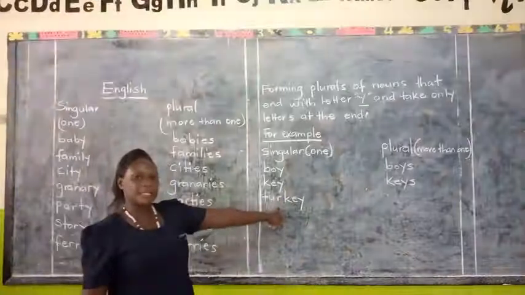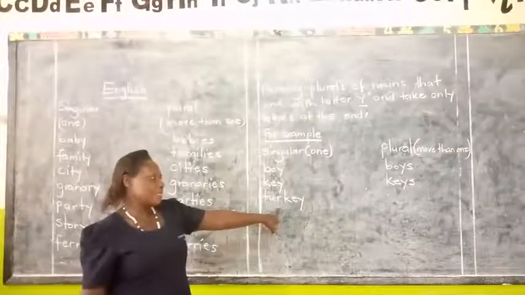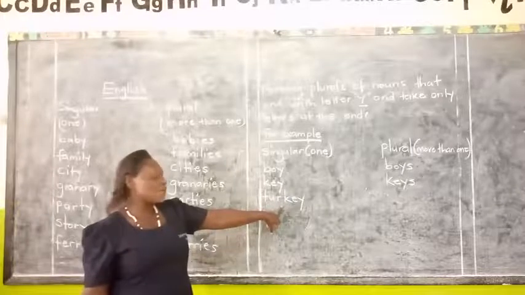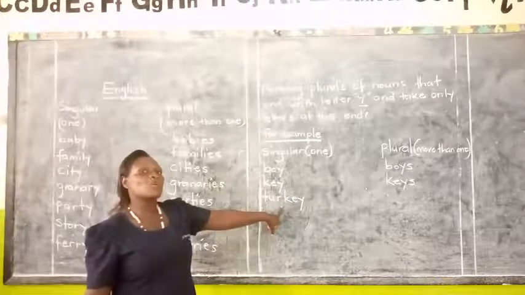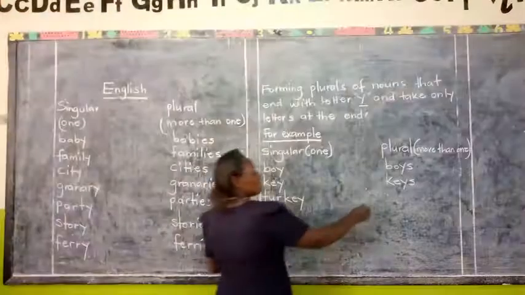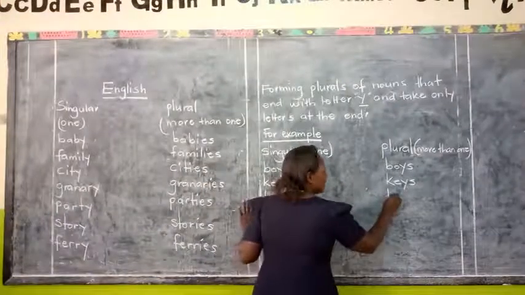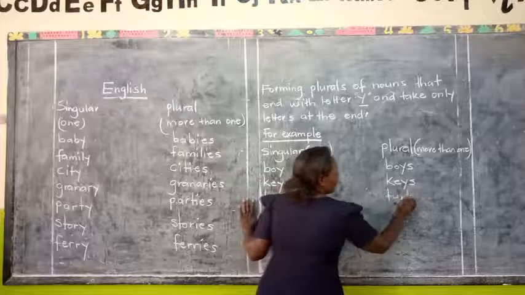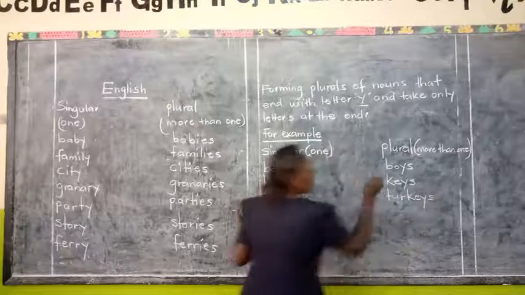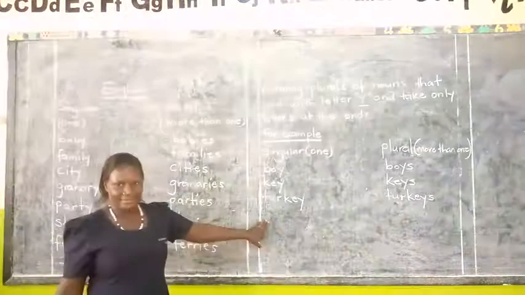So we have turkey. It is called a turkey if it is one. What about when they are more than one? Once they are more than one, we call them turkeys. You write your word turkey the way it is, and you just add on letter S.